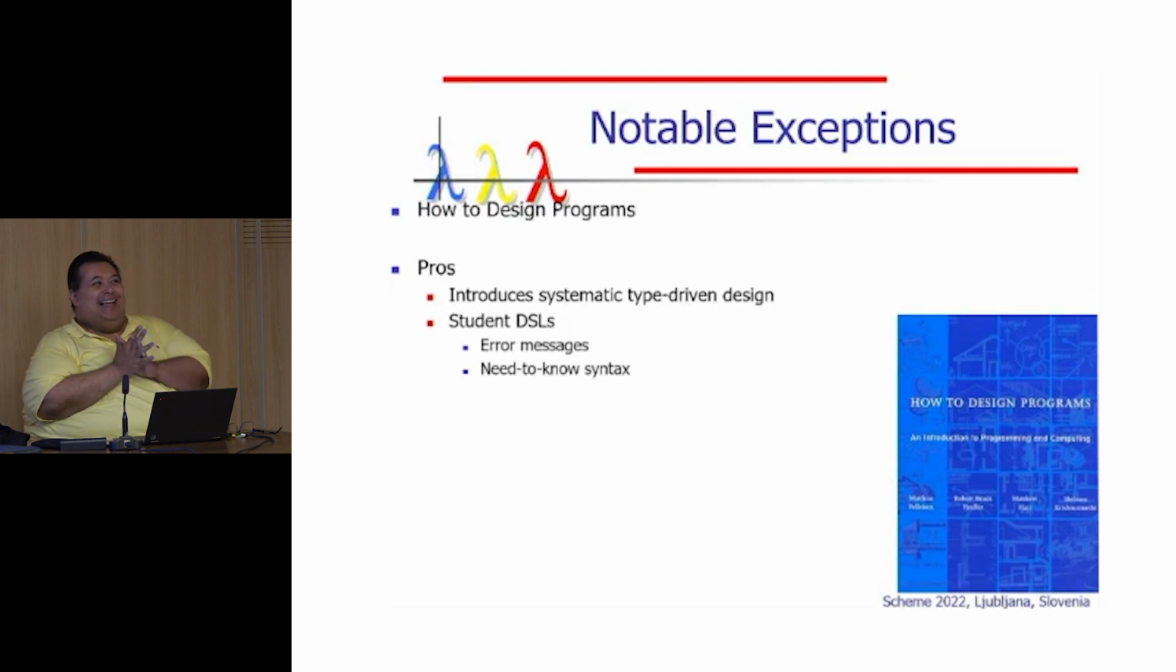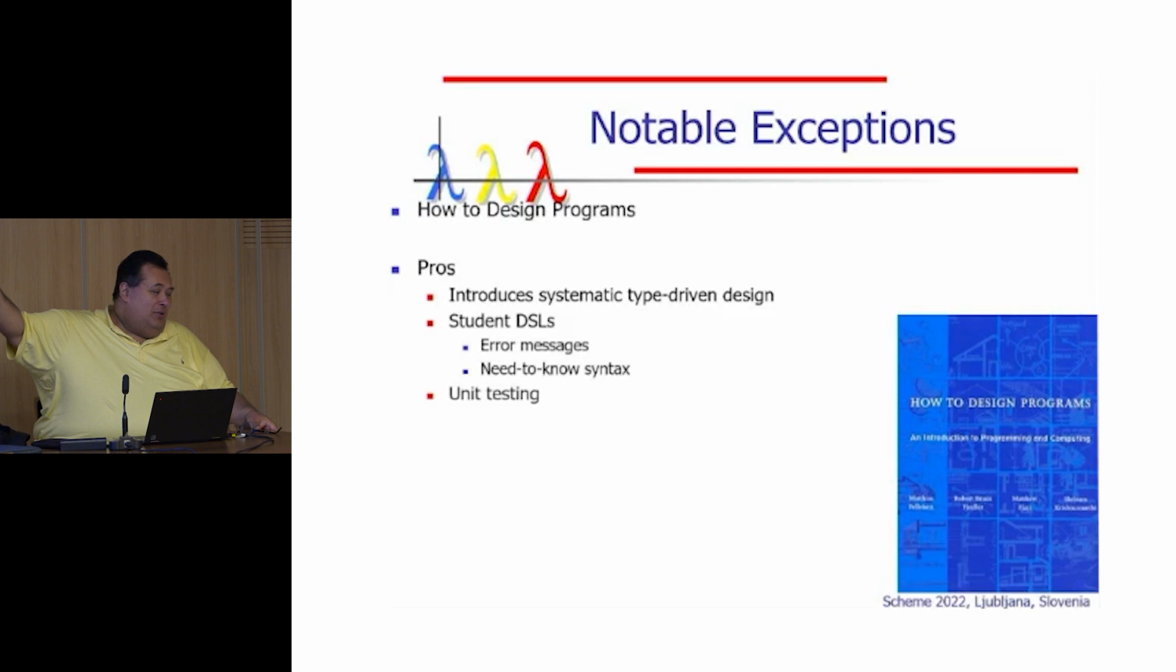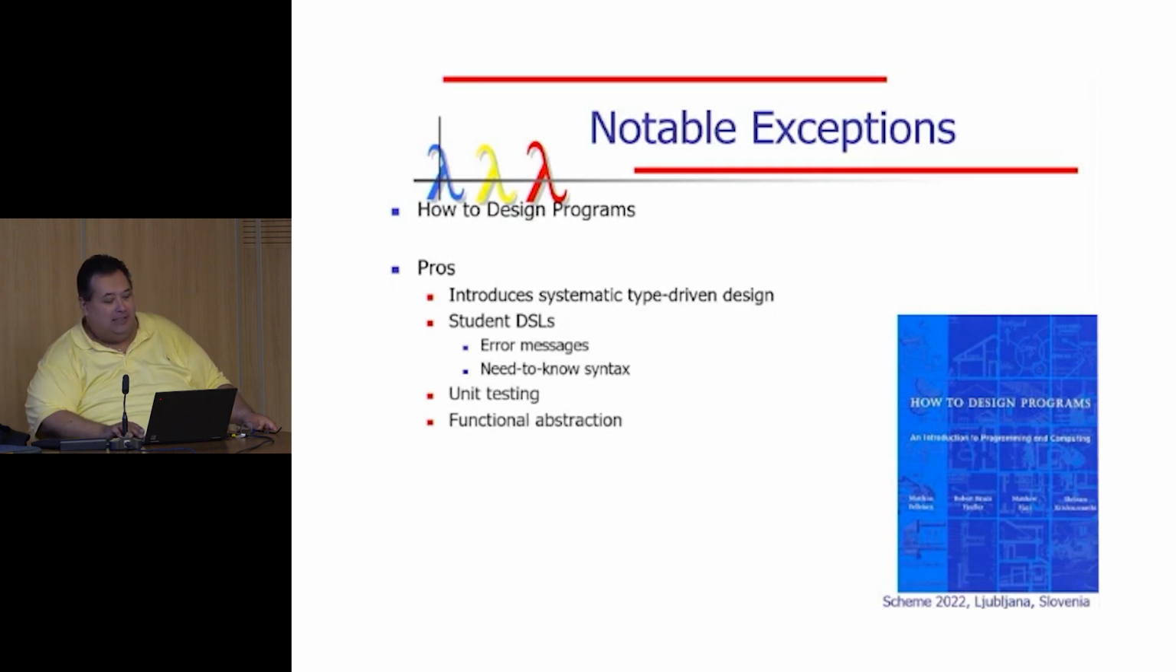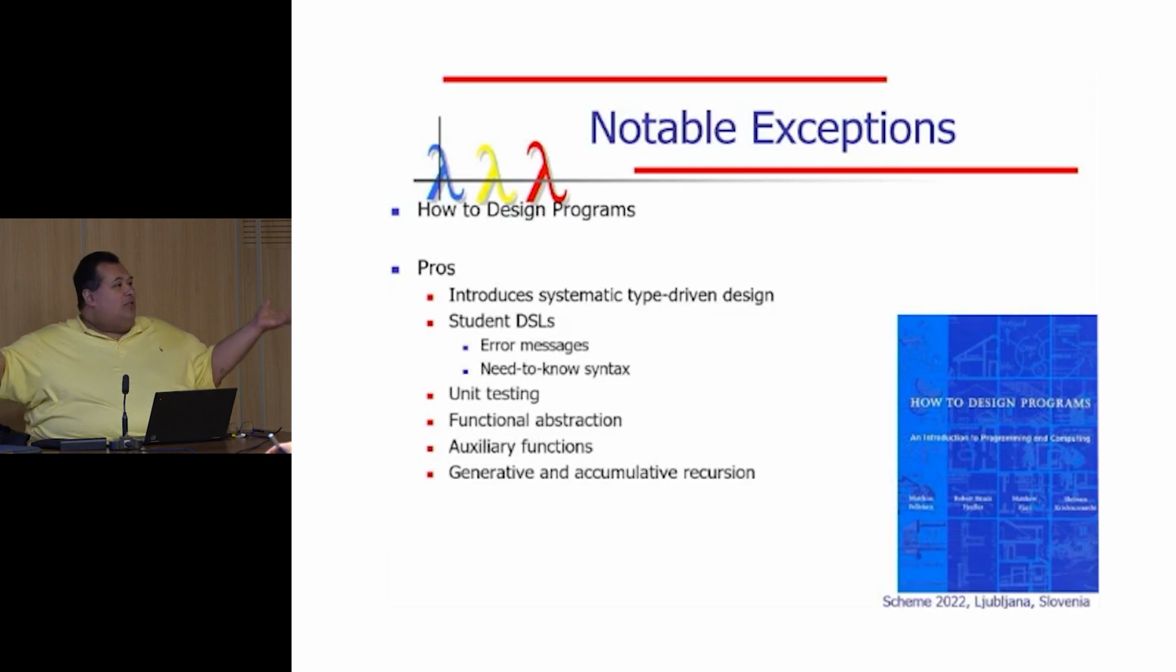And then it teaches syntax on a need-to-know basis. We don't just spring syntax onto them. We say, look, we need to do this. Now we need to learn more syntax. It has unit testing, which is wonderful. And it does functional abstraction, so it's beginning to teach students how to think abstractly. It emphasizes auxiliary functions; in other words, don't solve everything in one big spaghetti function. And then it tackles other forms of recursion, and it does all that in this book. The first edition would do mutation, but that was taken out of the second edition.